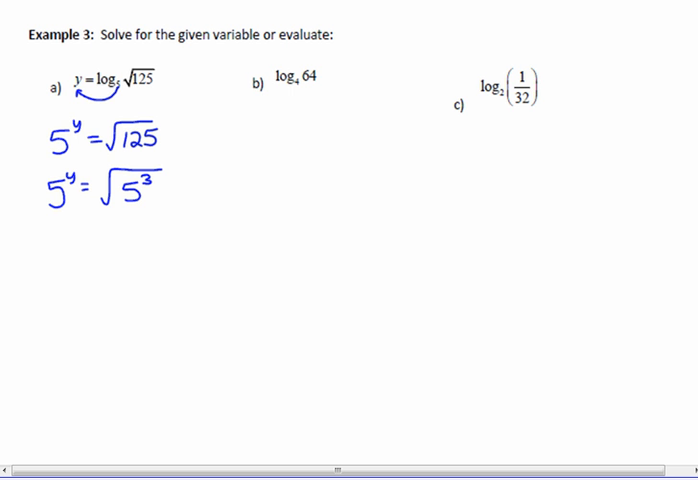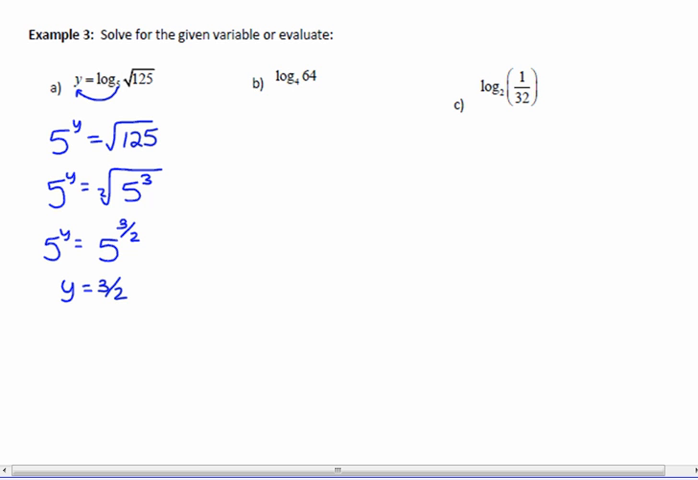Okay, how do we get it out of square root form? 2 over 3 or 3 over 2? Power over root. What's the power? 3, root is 2, so 3 over 2. Okay, so what's y equal to? 3 over 2. Good.